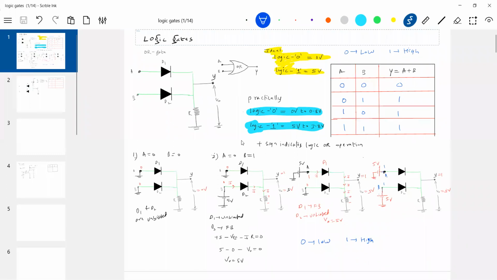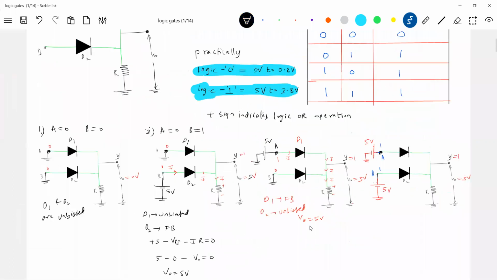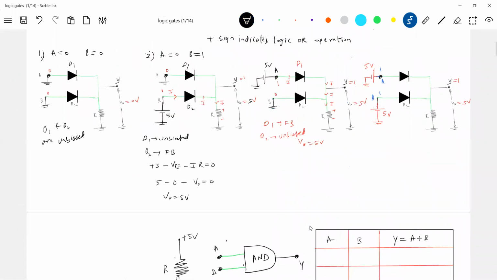Here we started with an example. So how do you implement that logic OR operation using this circuit? What is the logic OR operation? What conclusion can we make? When both the inputs are low, logic OR operation, what is the meaning of that? What does it say? When both the inputs are low, the output will be low.